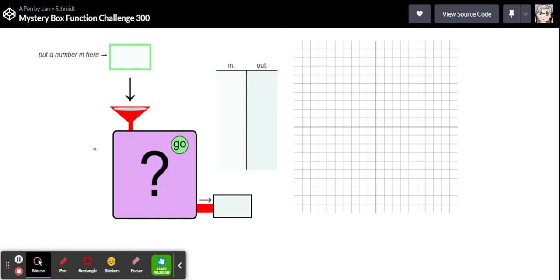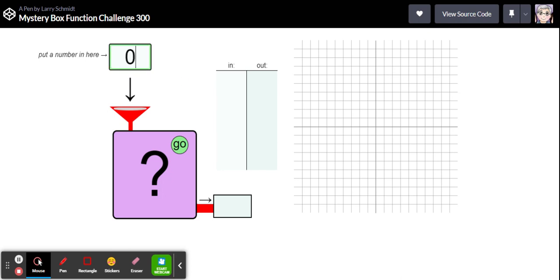Hello everybody and welcome to another mystery box function challenge. In the purple mystery box there is some math and your challenge is to figure out what it is. You can use the link in the description if you'd like to try this out on your own, and when you've got an idea, come on back and see if we get the same thing.